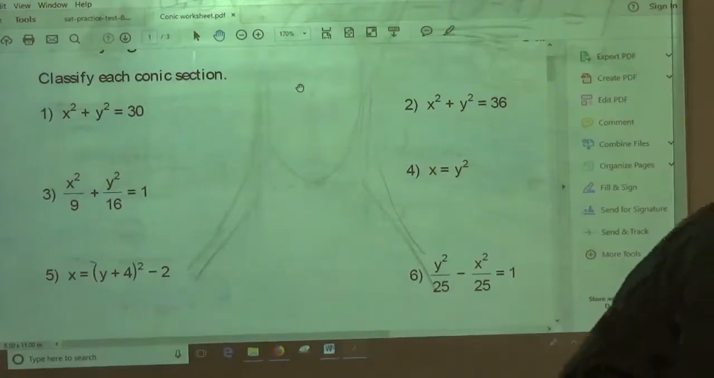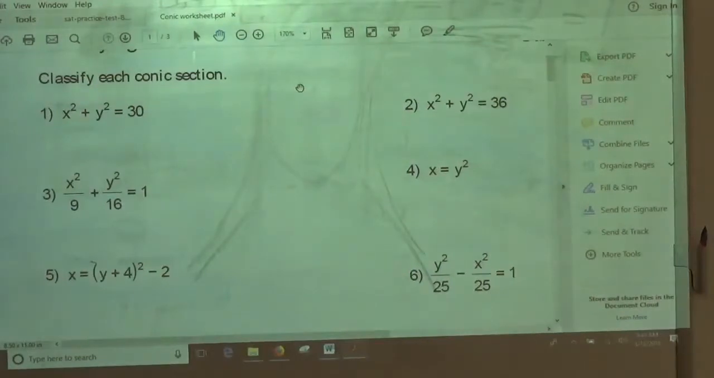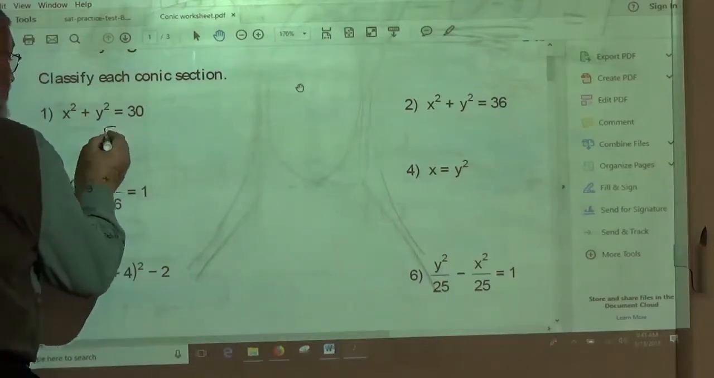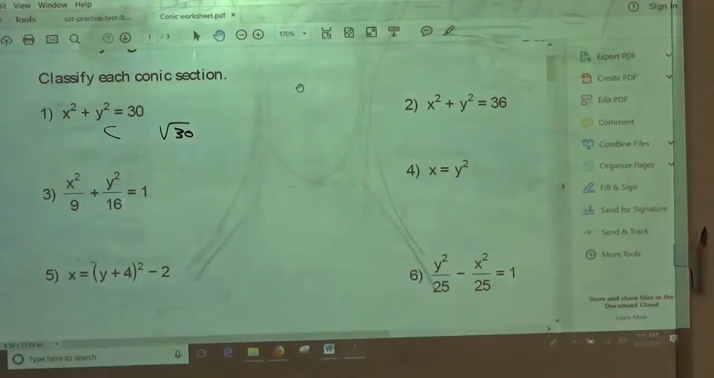Okay. All right. So now the first part of this page, all we're going to do is look at the equation and try to determine what kind of conic section it is. Okay. What do you notice about number 1? They're both squared. Okay. What about the coefficients? They're both 1, right? So therefore, this is a circle, right? So it's a circle. What's the radius of the circle? No? 15. Square root of 30, not 15. It's somewhere between 5 and 6. Okay? Because this is radius squared, so we have to take the square root of it.